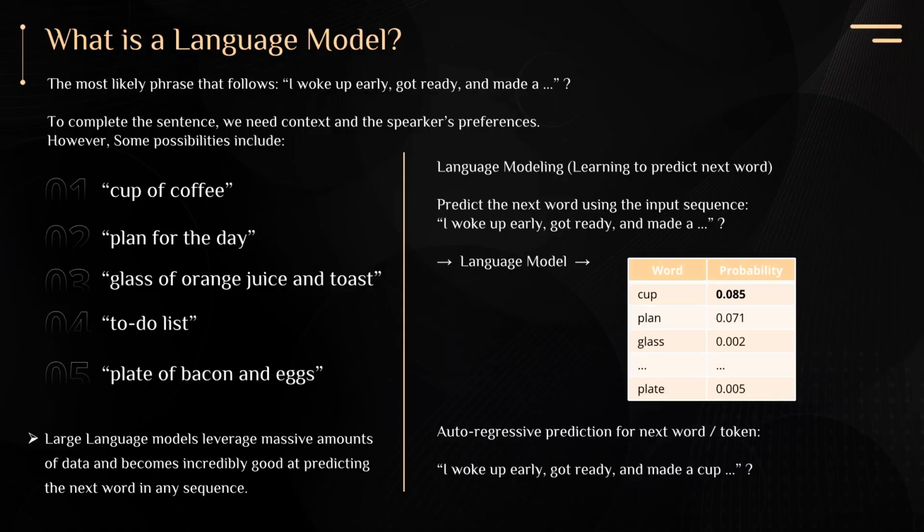First we need to understand what a language model actually is, to understand how models like GPT and Gemini are able to create new sentences, make up information as they go along. To understand that, first I want you to think of how you would complete this sentence: I woke up early, I got ready and made a dash dash. How would you complete the sentence or fill in the blanks? It could be any number of things. Some possibilities include a cup of coffee, a plan for the day, a to-do list, for example. It could be any number of things based on the context and speaker's preferences.